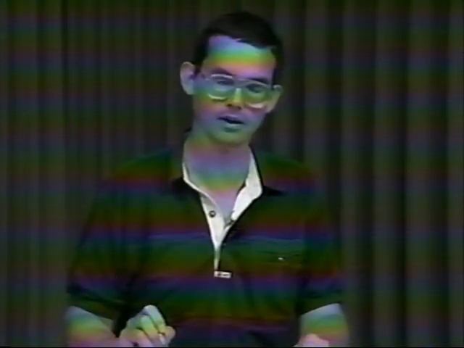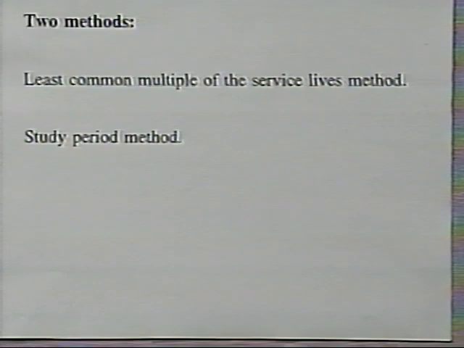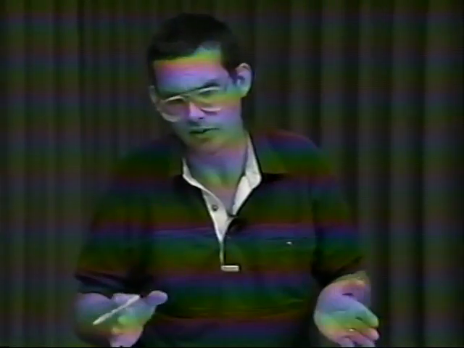The second method of the 2 methods for determining the best alternative when the service lives are different is a study period method. In this case, we simply choose, if you like, an arbitrary period of time in which to make these comparisons. That period of time might be chosen for very practical reasons. For example, it may be very difficult to forecast the demand for a particular product beyond 2 years. So you might choose a 2-year study period and make a decision based on that 2-year study period. Or it may be for a variety of other reasons. But it's an essentially arbitrarily chosen period.